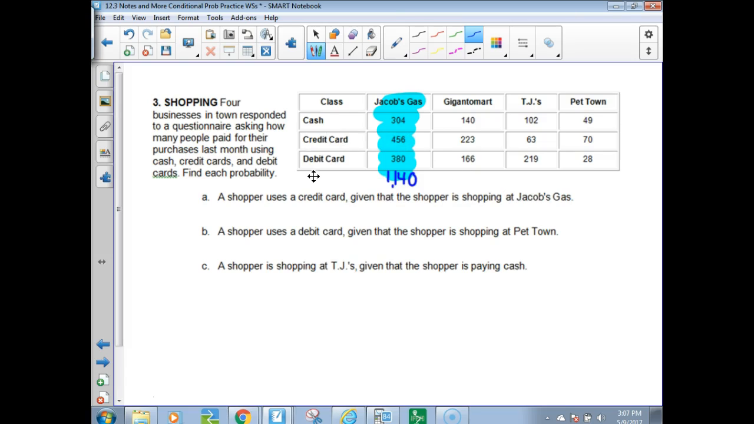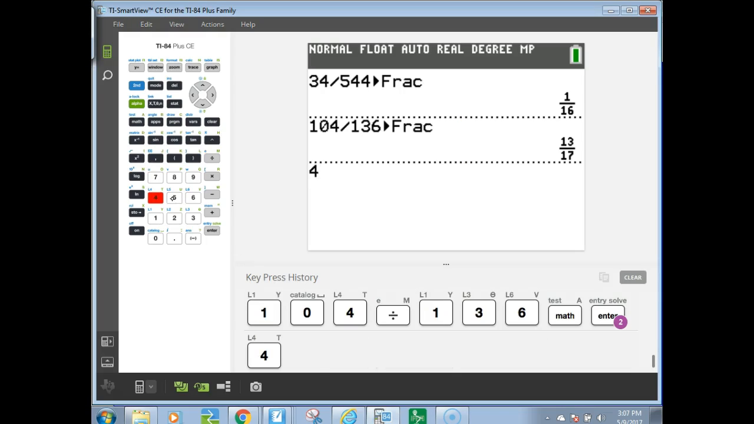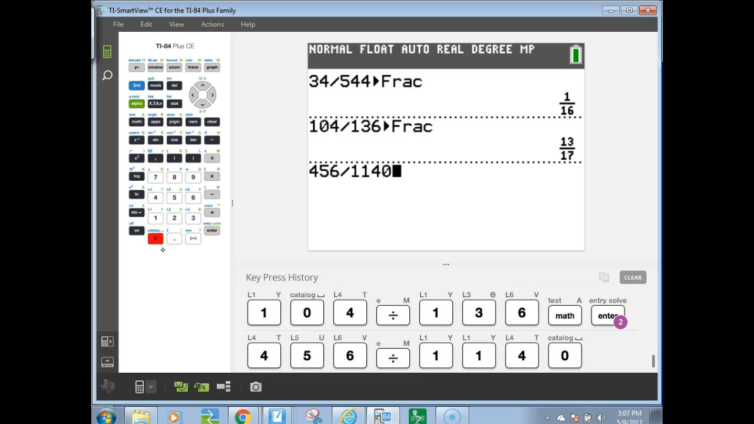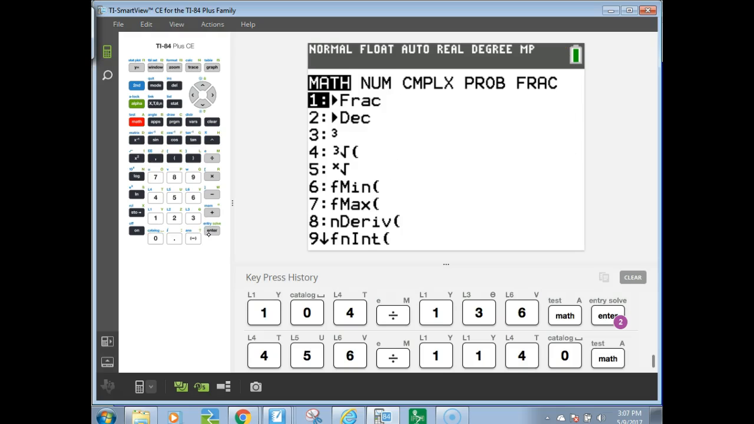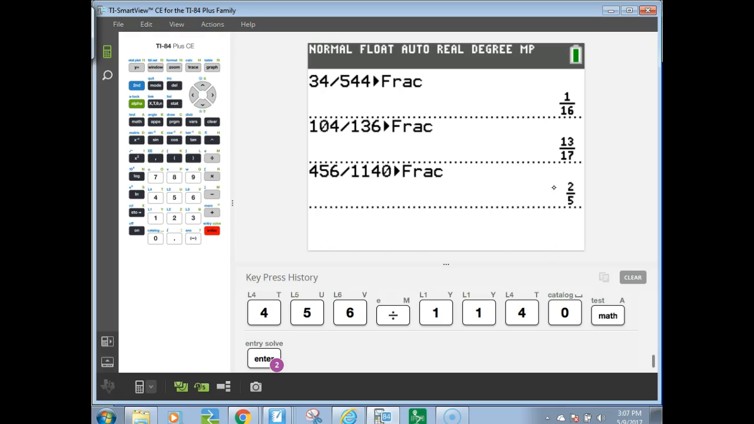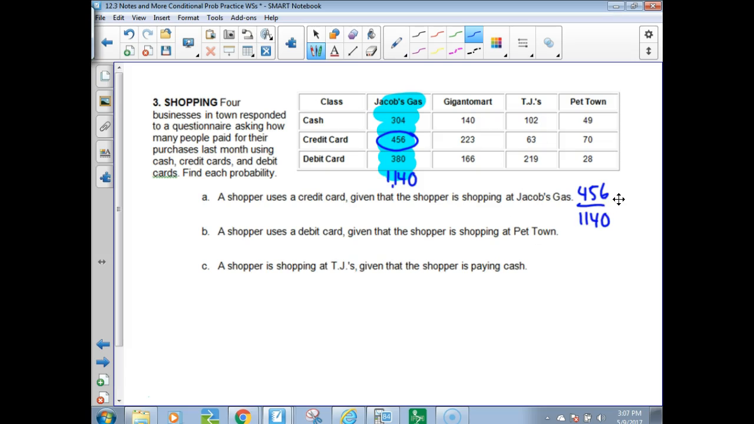All right, and then it says the shopper uses a credit card given that they're at Jacob's Gas. So we want to look at the people that are using a credit card. So that'll be the 456. 456 divided by, was that 1140, please? Did I remember that number correctly? Thank you. All right, 2/5. All right, try B and C, please, and be careful on C.